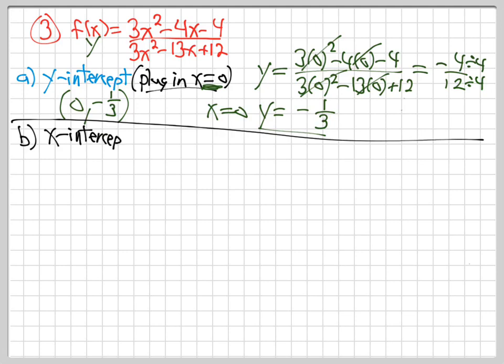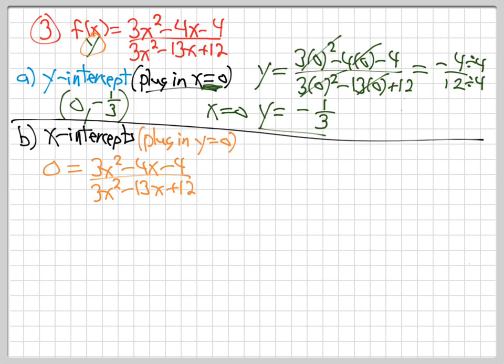They want us to find the x-intercepts. So how do we find x-intercepts? Same thing. Remember the deal. Opposite letter, right? So we're going to plug in y is 0. Now where's y? The function is the y. So this equation becomes 0 equals 3x squared minus 4x minus 4 over 3x squared minus 13x plus 12.